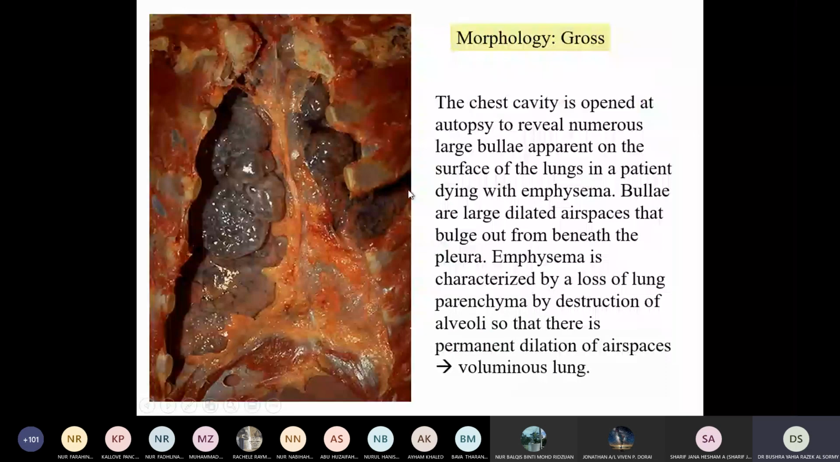See this one, during autopsy, they open the body. Can you see the ribs? These are the ribs. Okay. This is the lung. This is a normal lung. There are these large bullae. Can you see the large bullae? This one. This patient died of emphysema. So you can see a lot of large bullae there.